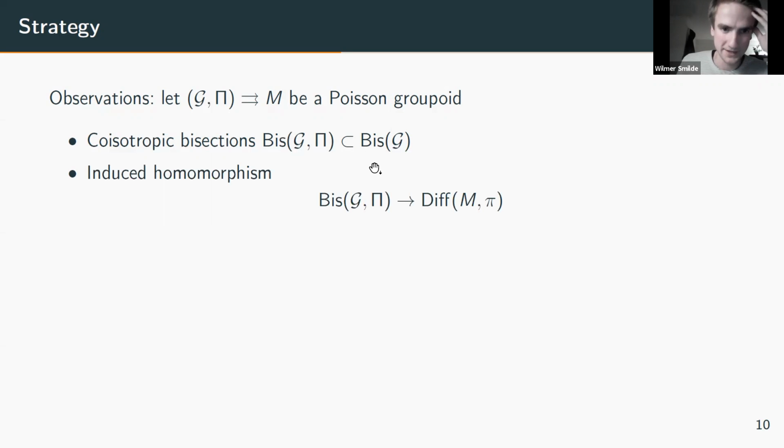Now, there's a nice interplay between those coisotropic bisections and Poisson diffeomorphisms, namely that any coisotropic bisection induces a Poisson diffeomorphism on the base.